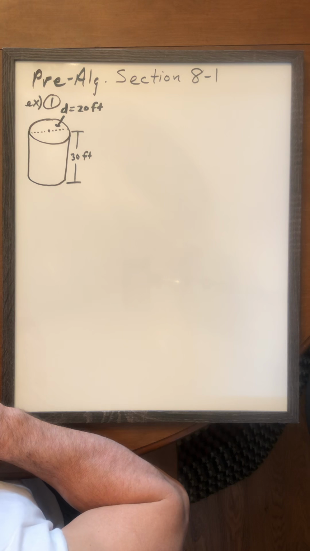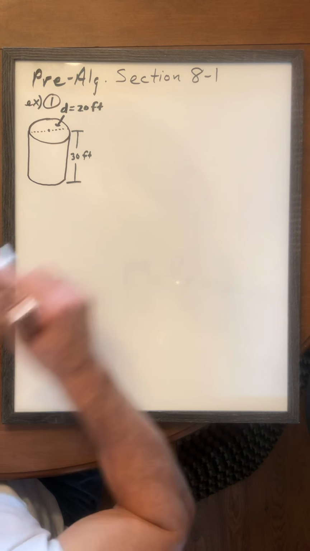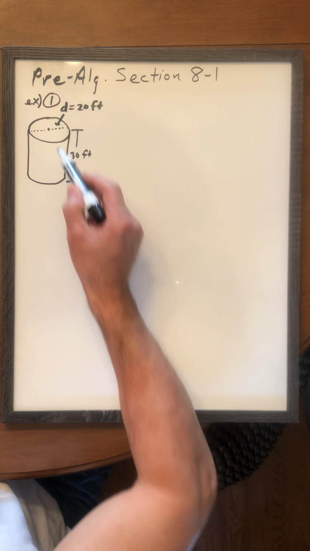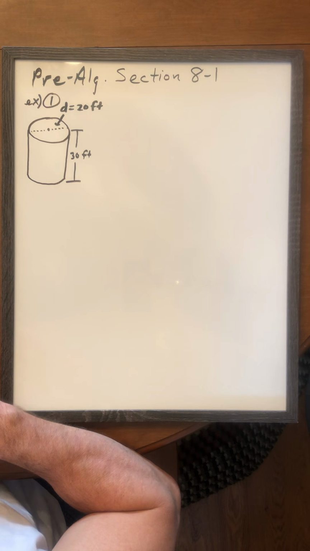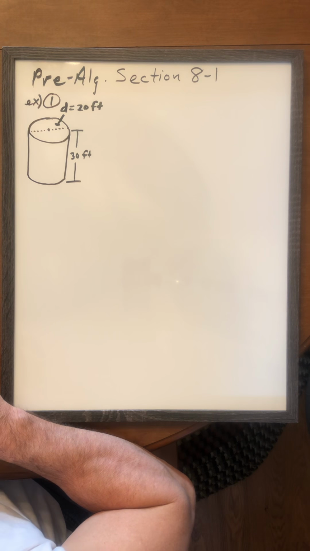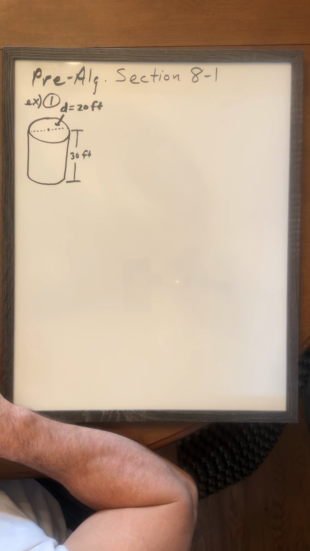Okay, we have this problem, and this is section 8-1, and I've got an example here. We have a cylinder, which has a base at the top and a base at the bottom. They are both circles. And then it's got the curved surface, which is around the cylinder, so it's shaped kind of like a can. Now, we want to find the surface area of this cylinder.